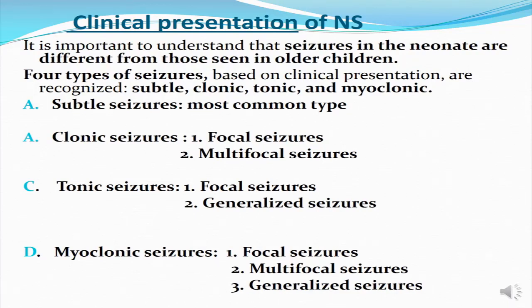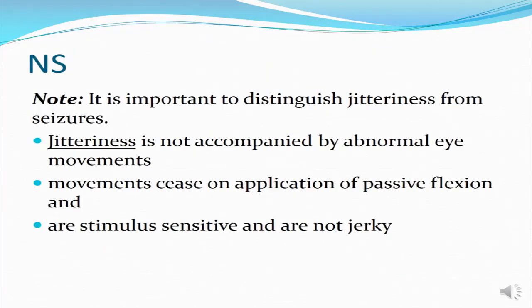Four types of seizures based on clinical presentation are recognized. The most common is subtle, less frequent are the clonic, tonic, and myoclonic. And each of these types has subtypes. Neonatal seizure is very important to distinguish from jitteriness. Jitteriness is not accompanied by abnormal eye movement. Movements cease on application of passive flexion, and the jitteriness is stimulus sensitive and not jerky.